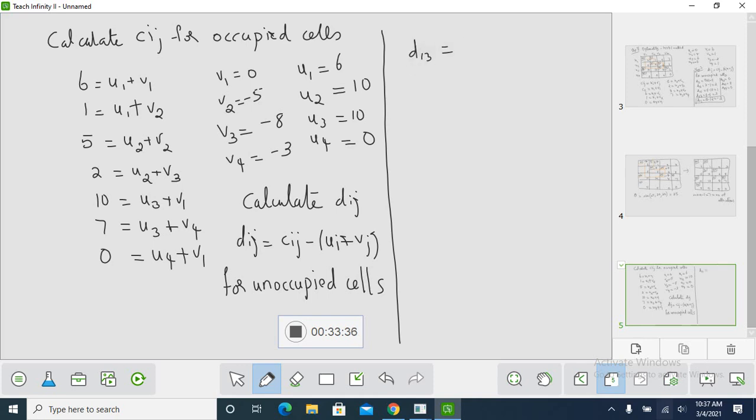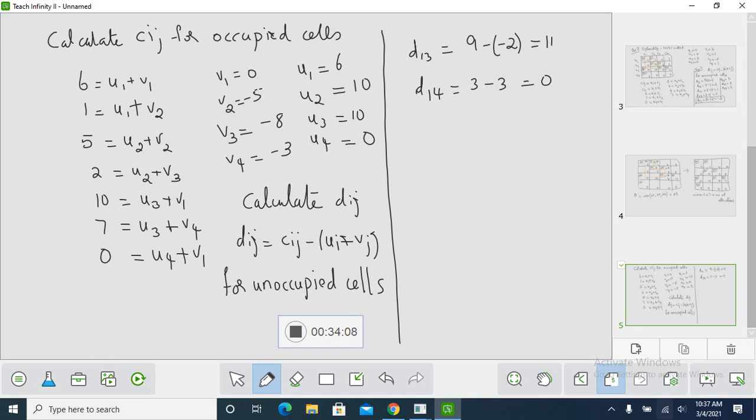D13 is unoccupied. So D13 value is 9 minus U1 and V3. V3 is minus 8. U1 is 6 minus 8 is minus 2. Value is 11. After D13, I have D14. D14 equal to 3 minus U1 and V4. U1 is 6, V4 is minus 3, 6 minus 3 is 3, 3 minus 3, 0.